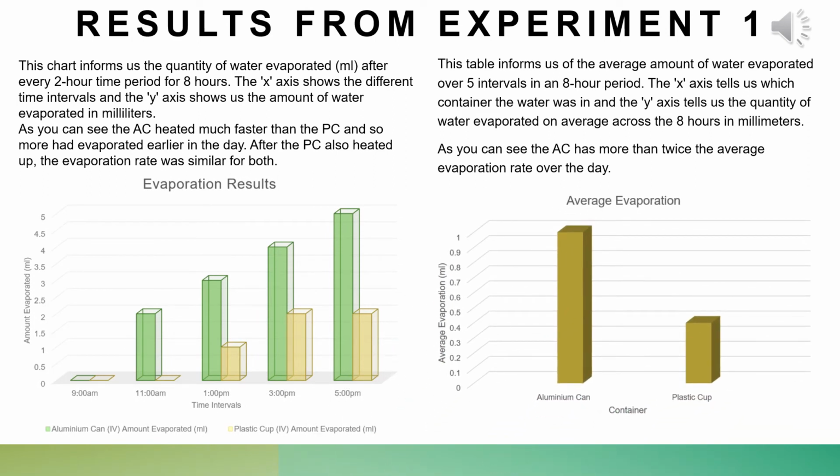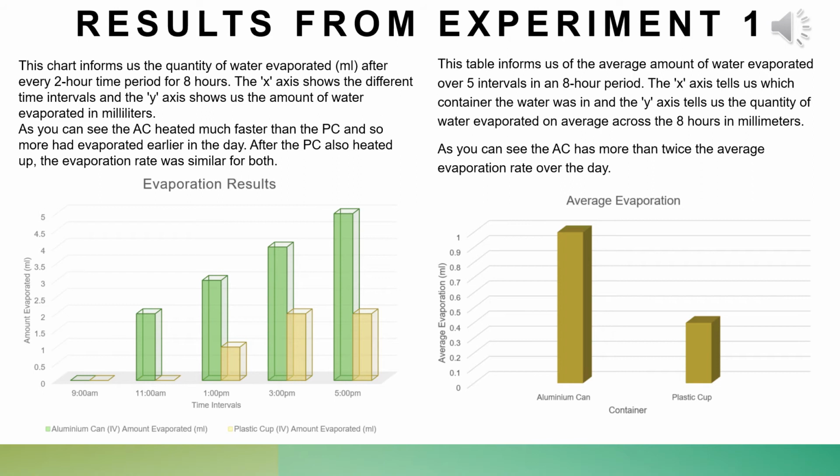Results from experiment 1. The chart on the left informs us of the quantity of water evaporated in milliliters after every 2-hour time period for 8 hours. The x-axis shows the different time intervals, and the y-axis shows us the amount of water evaporated in milliliters. As you can see, the AC heated up much faster than the PC, and so more had evaporated earlier in the day. After the PC also heated up, the evaporation rate was similar for both.